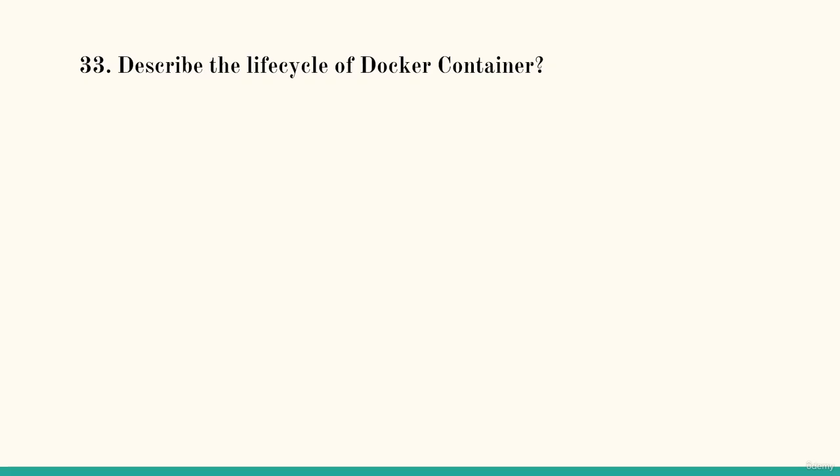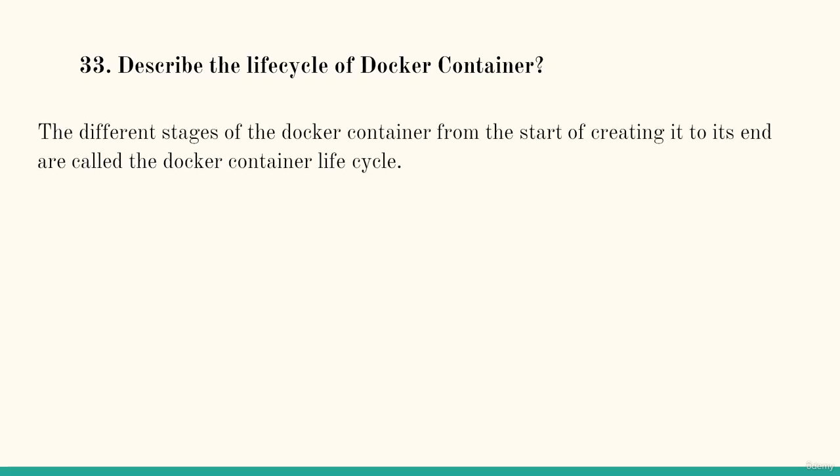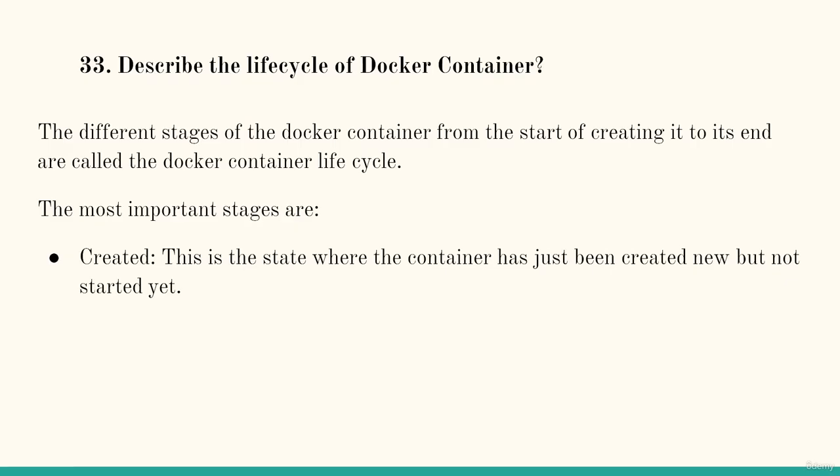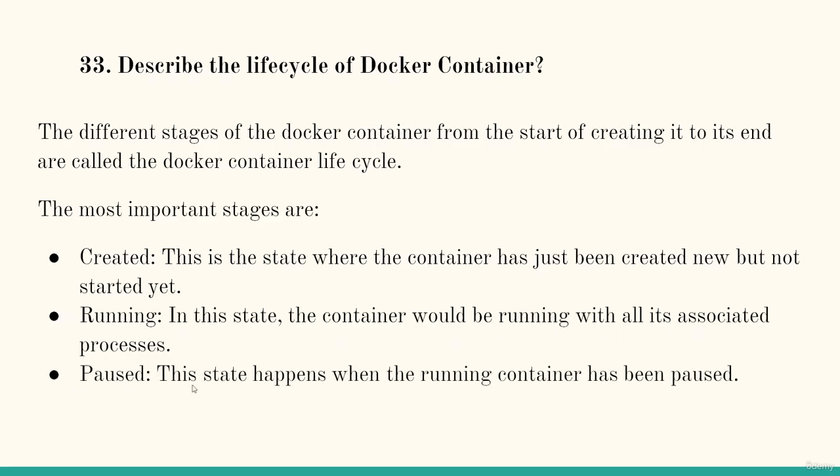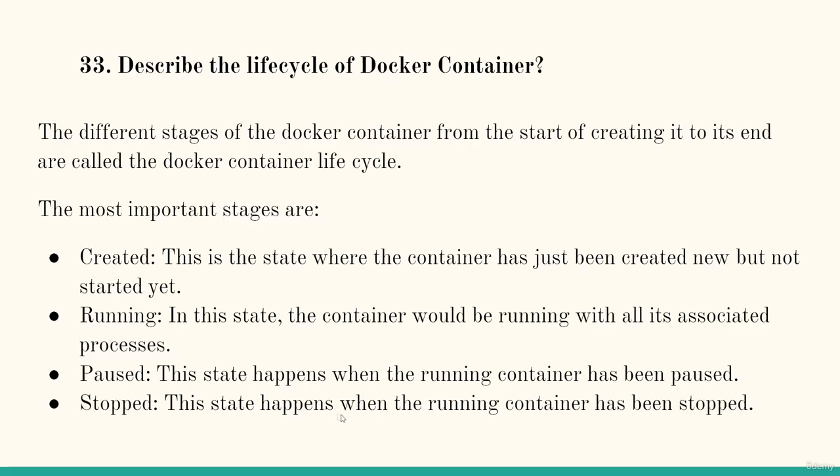Describe the life cycle of a Docker container. The different stages of the Docker container from the start of creating it to its end are called the Docker container lifecycle. The most important stages are: Created. This is the state where the container has just been created, new, but not started yet. Running. In this state, the container is running with all its associated processes. Paused. This state happens when the running container has been paused. And Stopped. This state happens when the running container has been stopped. Deleted. This is when the container is deleted or in a dead state.